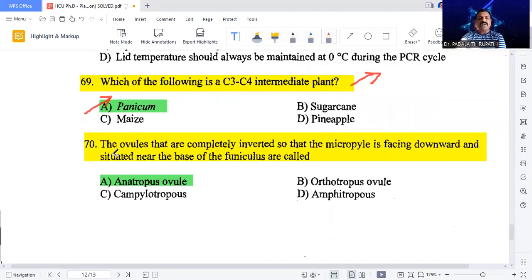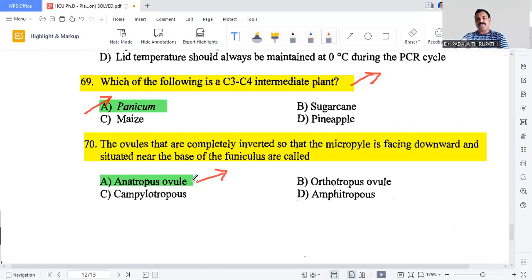The last question: the ovule that is completely inverted, so that the micropyle is facing downward and situated near the base of the funiculus, is called an anatropous ovule. Okay, anatropous ovule. So this is the last question of this PhD entrance examination. The right answer of this question is anatropous ovule.